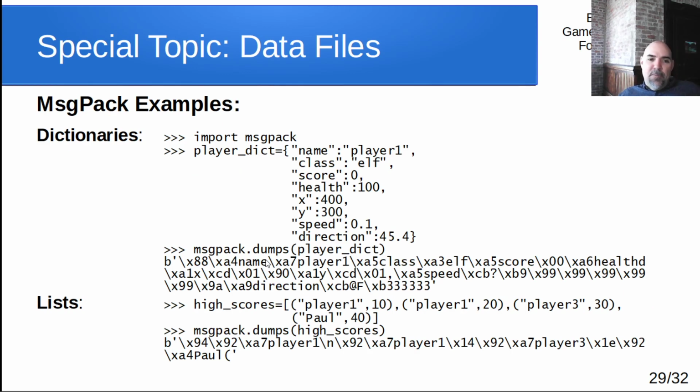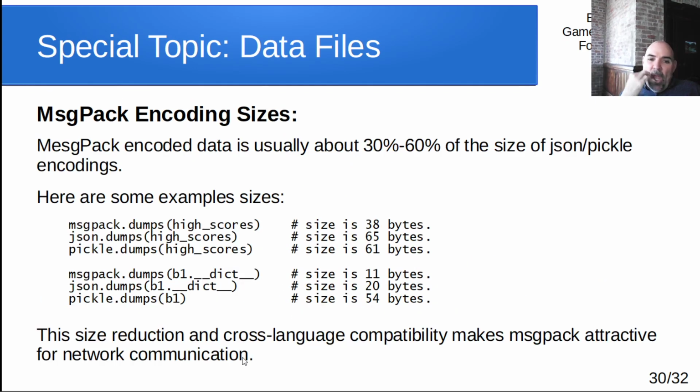Okay, MsgPack works with dictionaries, it works with lists, and you'll notice that the size of this is much smaller than what we had with the other things. Same thing with this. This list is much smaller than what we had with the other ones. Much more compact. Not human readable, but much more compact. And to give an idea of the sizes, MsgPack will usually have about 30 to 60% of usage.